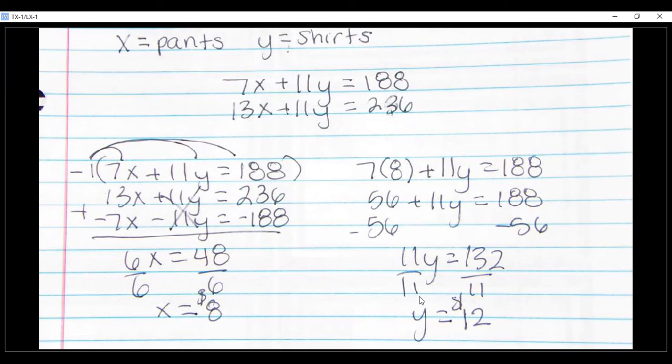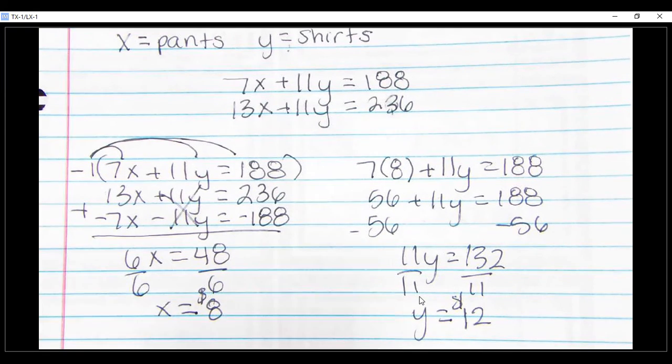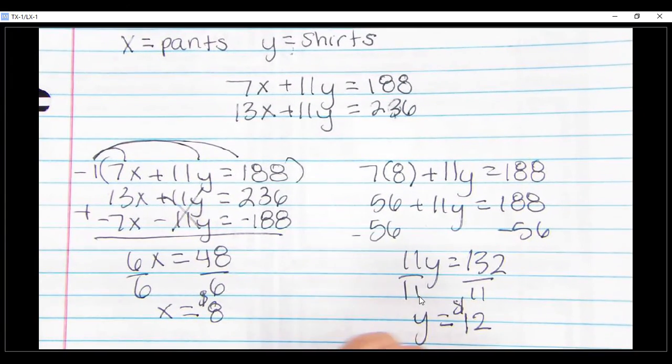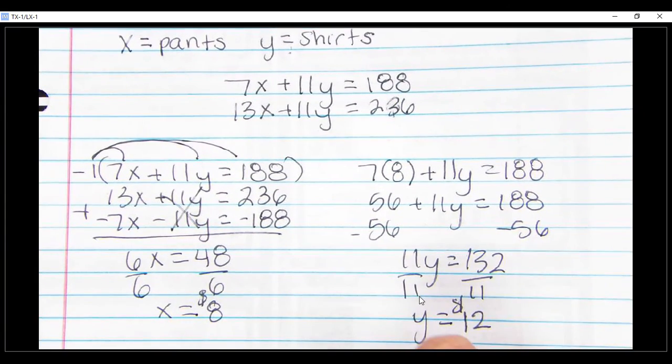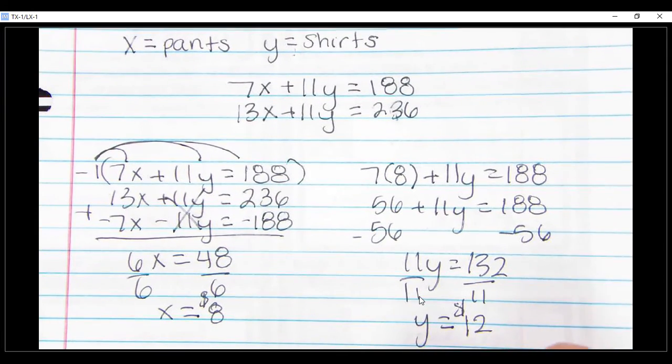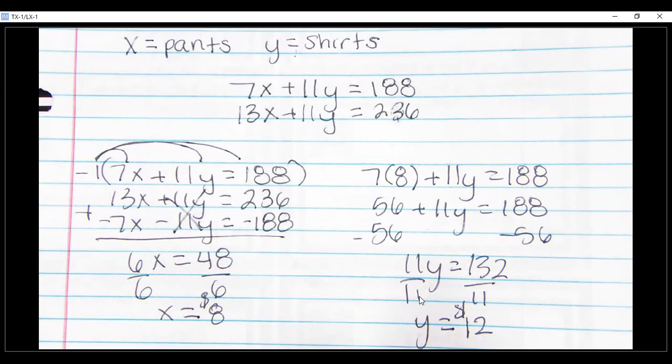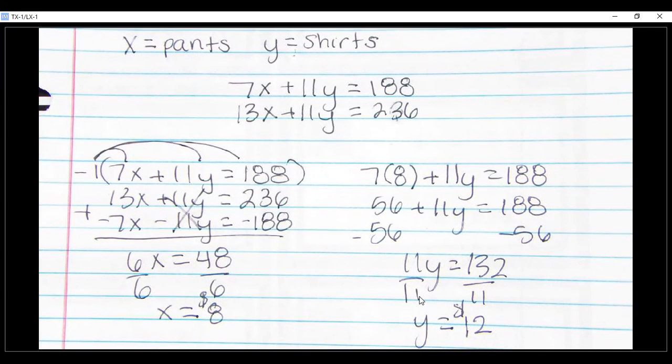And that actually leads us to step 4, which is write your answer with labels that fit the problem. So I can say that pants cost $8 and shirts cost $12. That is a cheap place. I would go shop there.